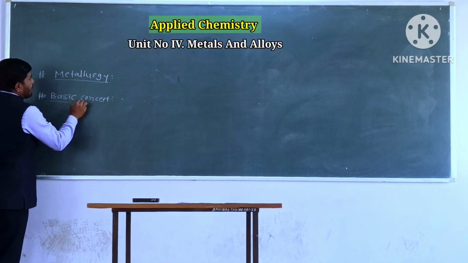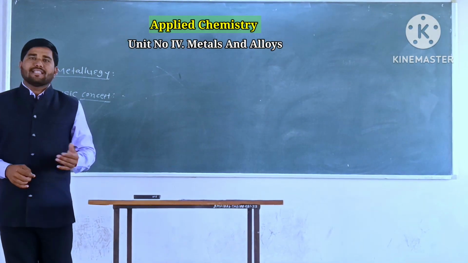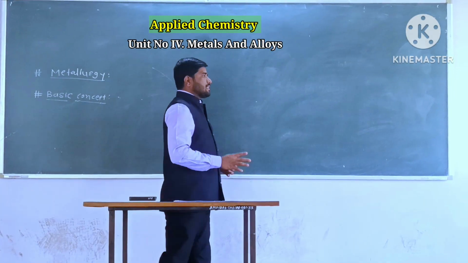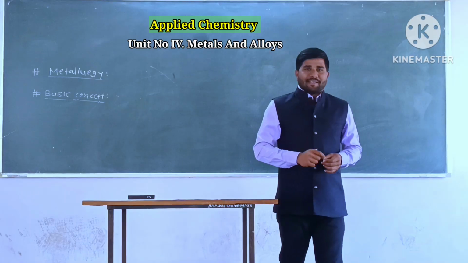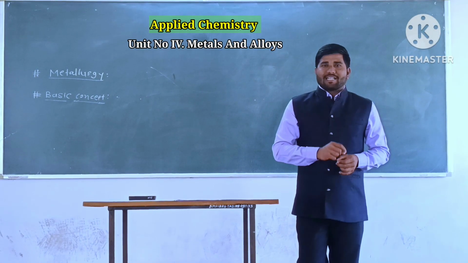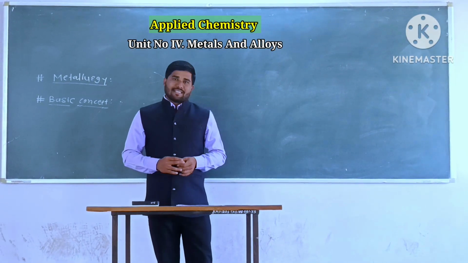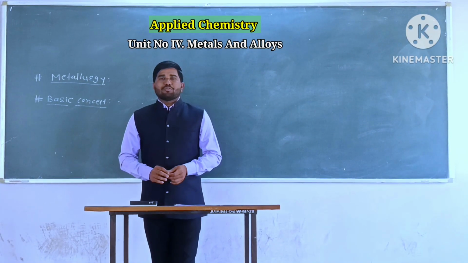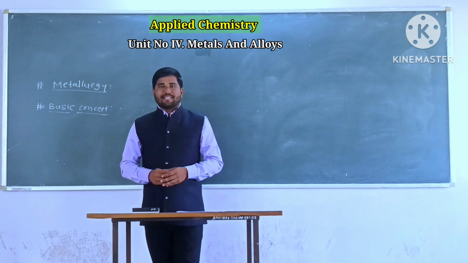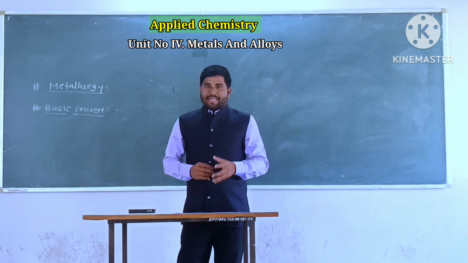Now, to learn metallurgy, we must know some basic definitions and their examples. What are those basic concepts? The first basic concept is mineral. Second is ore. Then flux. Then gangue. And the last concept is slag. We must know the meaning of all these simple words, and we will understand them by their definitions and examples.